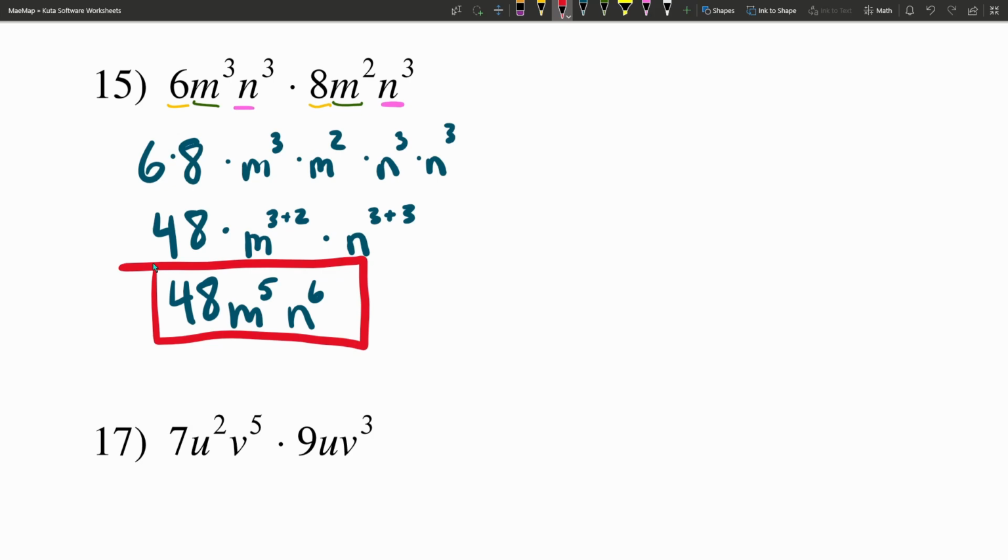And remember, again, multiplication is commutative, so if you had this n to the 6th before m to the 5th and had 48 times n to the 6th times m to the 5th, that's also equally okay. Let's move on to number 16.